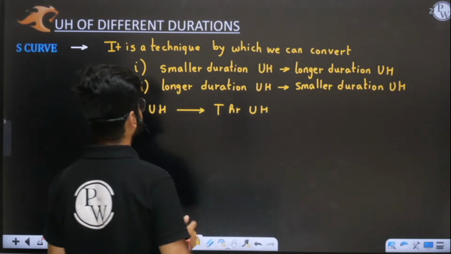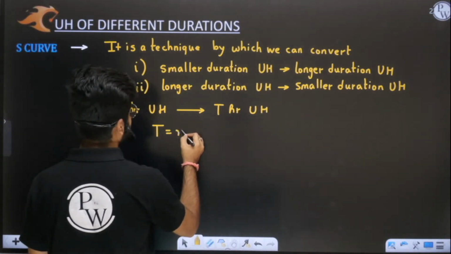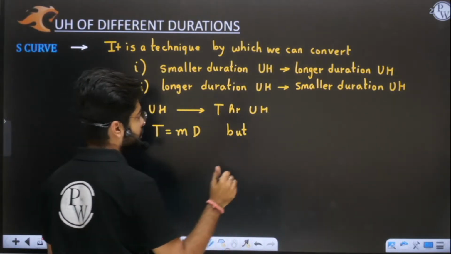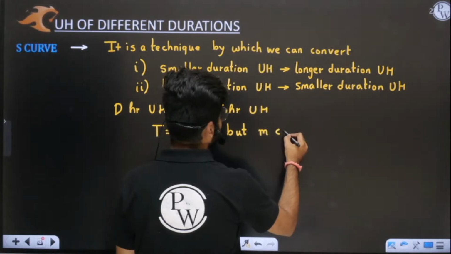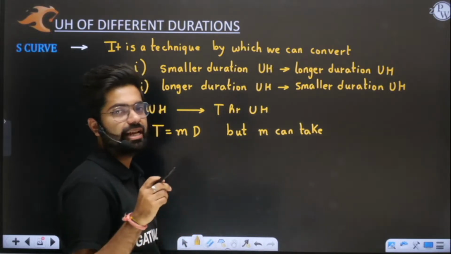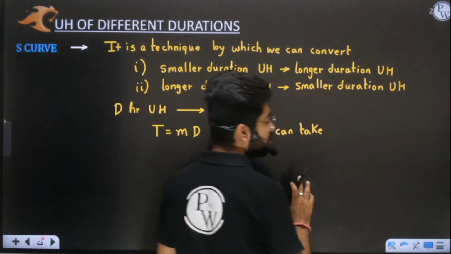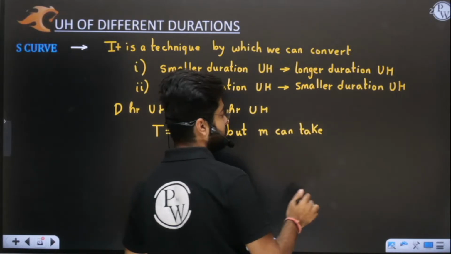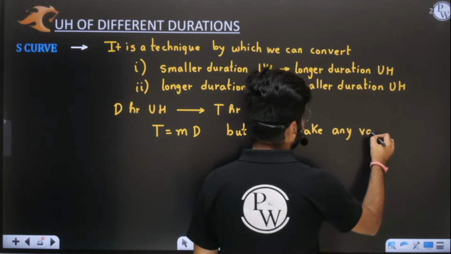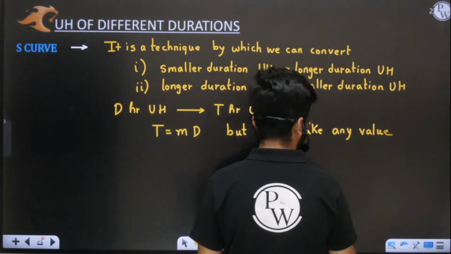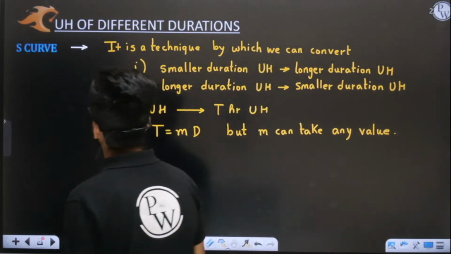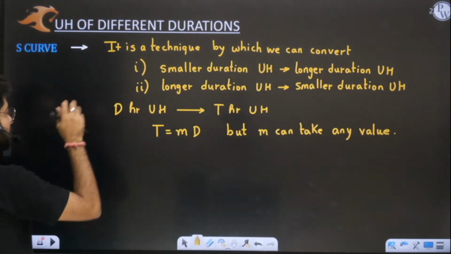You can say that t equals m times d, but m can take any value. It can be a fraction, it can be an integer. It need not be a multiple. There is no issue in that. So this is your S curve, and this is the application part.